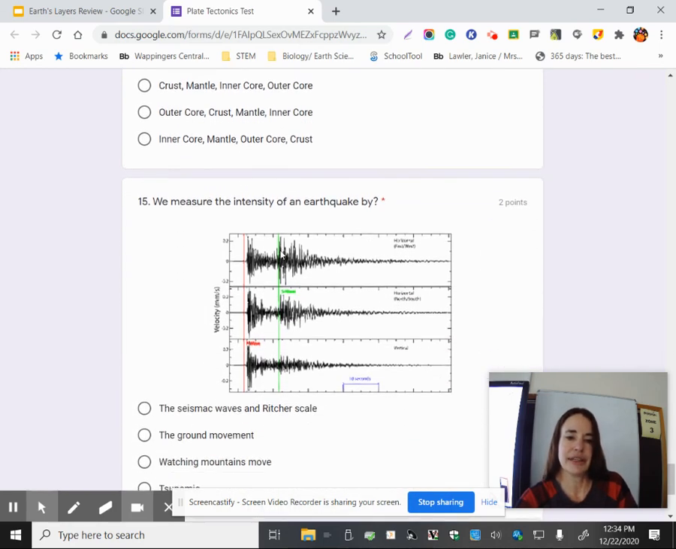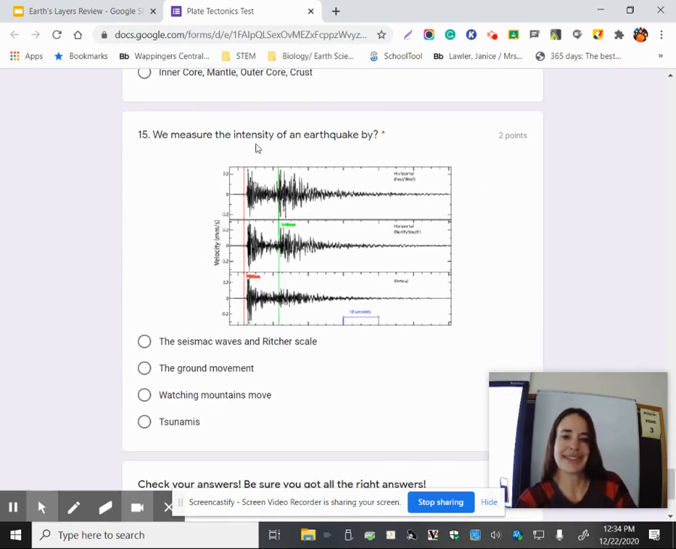Number 15. We measure the intensity of an earthquake by, is it seismic waves and the Richter scale? Is it ground movement? Do we watch the mountains move? Do we see the tsunamis? So what is this graph telling us? Is it the seismic wave and Richter scale? Is it the ground movement, watching mountains move, or the tsunamis?